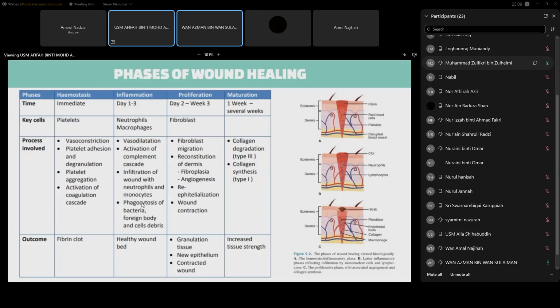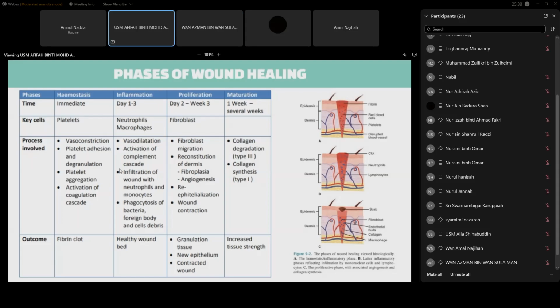Yes, Prof. Hello. Now, when you are talking about phases of wound healing, the phase is not inflammation. Inflammation is a process. So the phases are the inflammatory phase, proliferative phase, and maturation phase. So inflammation is a process.